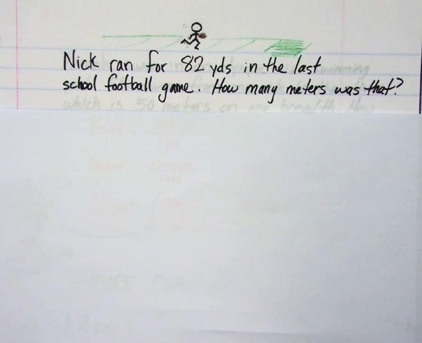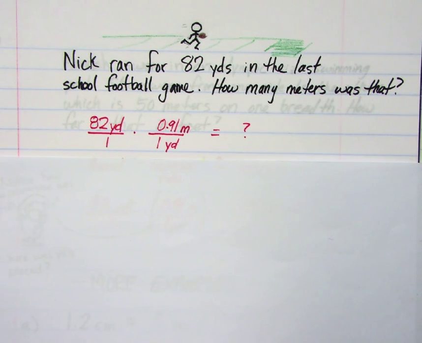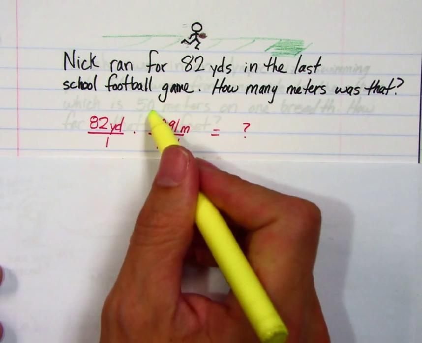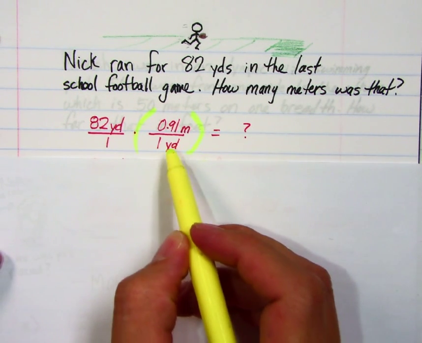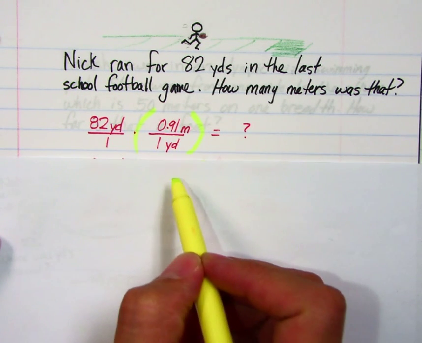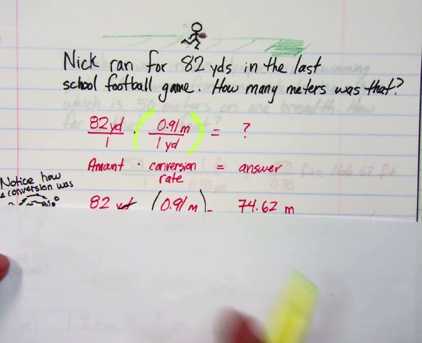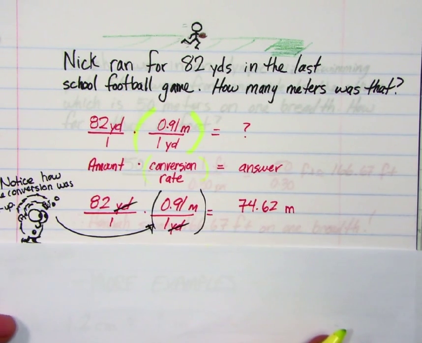Let's do an example here. Nick ran for 82 yards in the last school football game. How many meters was that? Well, this is how I'm going to do this problem. 82 yards over 1, and then I'm going to multiply it by the conversion factor. We looked up on a chart and found that 1 yard is equal to 0.91 meters. So I set it up just like this. It's the amount times the conversion rate is equal to your answer.